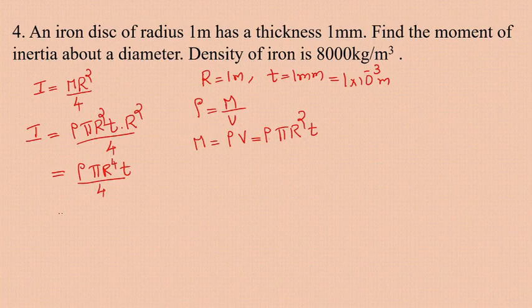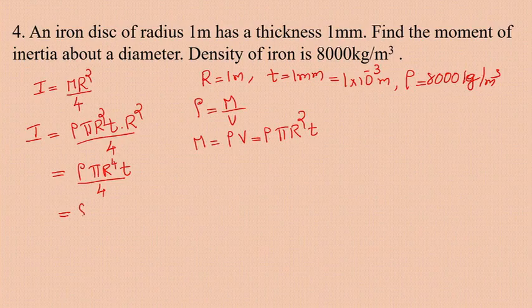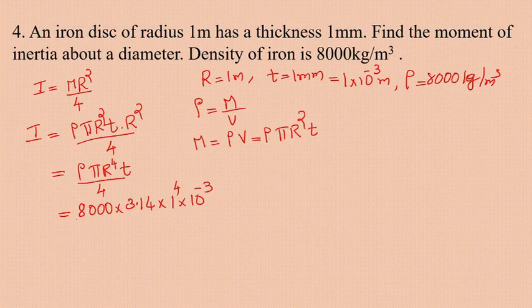Now you can do the substitutions. What is the value of rho given? Rho is equal to 8000 kilogram per meter cube. So 8000 into 3.14, radius is 1 meter, so 1 raised to 4 into the thickness, that is 10 raised to negative 3, divided by 4. Now you can complete the calculation.